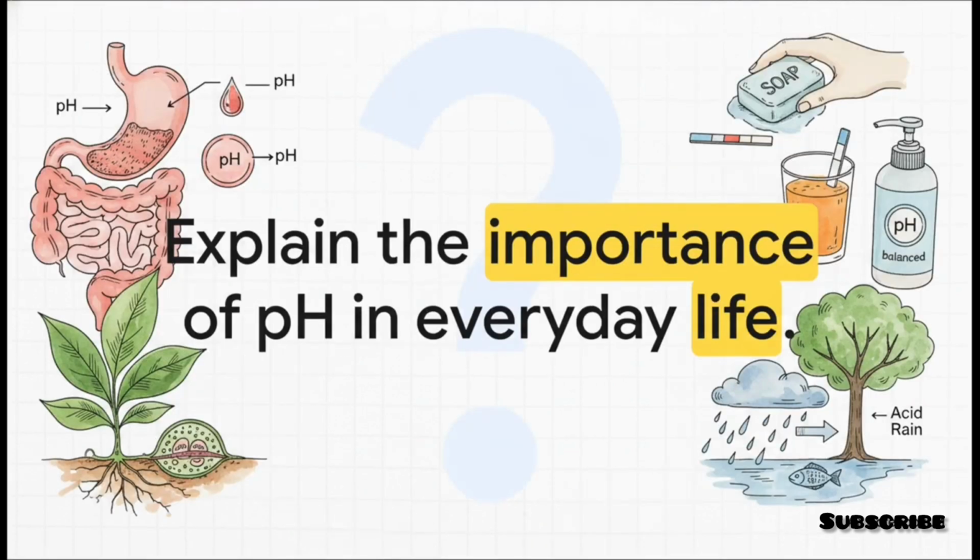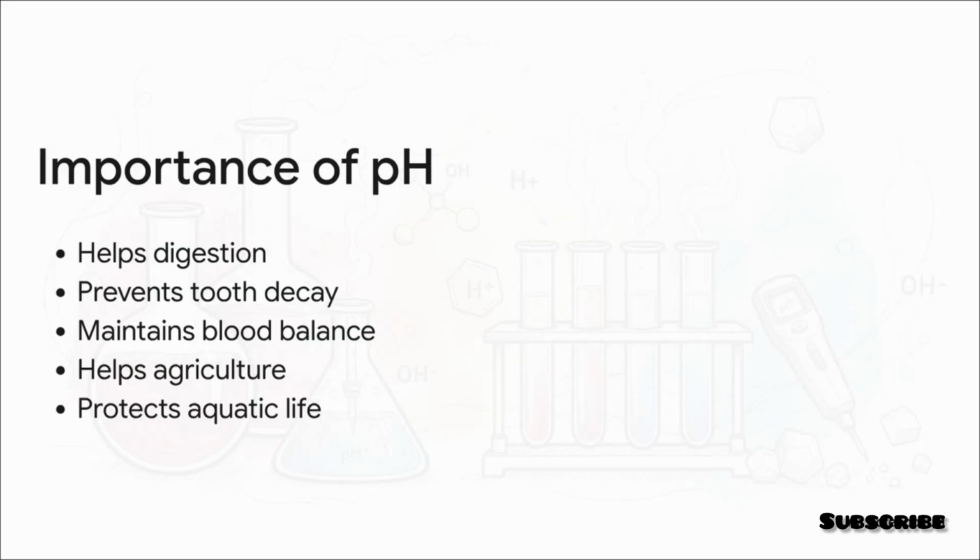Now for the big one, a 5-mark question. Explain the importance of pH in everyday life. For this one, the examiners really want to see you synthesize the big picture. It requires a multi-point answer spanning biology, agriculture, and daily living. To get full marks, you've got to list these 5 real-world impacts.